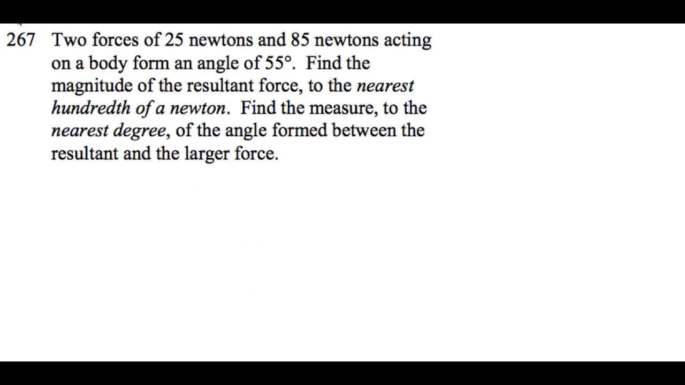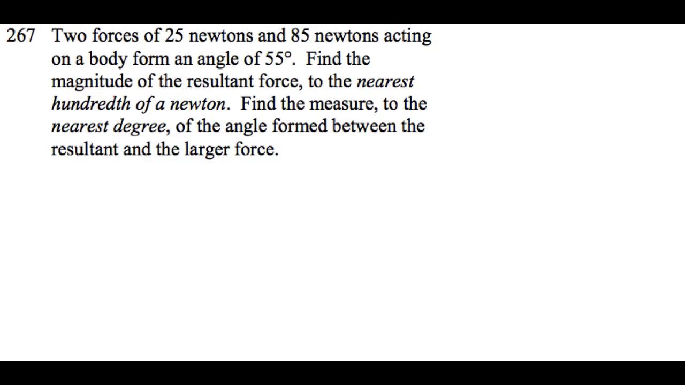Alright, number 267. Two forces of 25 newtons and 85 newtons acting on a body form the angle 55 degrees. Okay, so here, if I were to mention that 55 degree angle, this is 25 and this is 85. So I'm just going to make it bigger. Find the magnitude of the resultant force. In order for us to find the resultant force, we need to make a parallelogram. So what I'm going to do is this. I'm going to bring that up right over here.